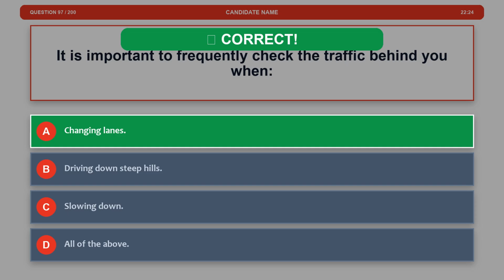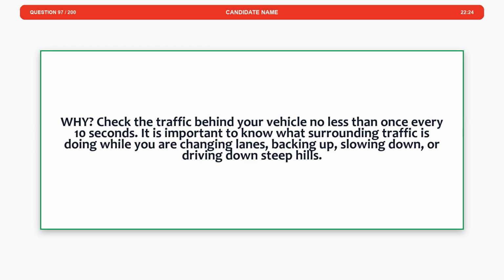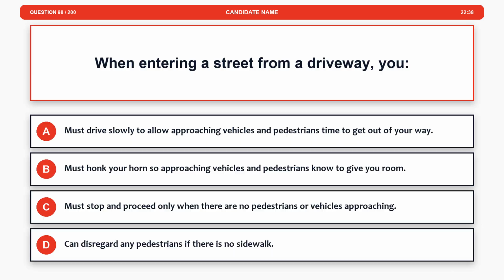The correct answer is option A, changing lanes. Explanation. Check the traffic behind your vehicle no less than once every 10 seconds. It is important to know what surrounding traffic is doing while you are changing lanes, backing up, slowing down, or driving down steep hills.